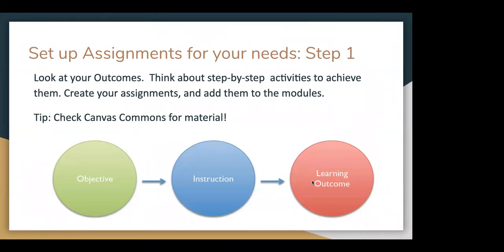When you set up your assignments, to make sure they fit your needs for your course, look at your course outcomes, think about step-by-step activities to achieve them, and then create your assignments. Your goals for your students are your objectives, which lead to the outcomes, and your instruction is based on your objectives, which help the students to achieve the course outcomes. There are tips for writing measurable outcomes on our resource page. Aligning your assignments with your course outcomes is a really great way to build your course. Think about what you want them to learn overall, and then break down those outcomes into how that's going to happen.